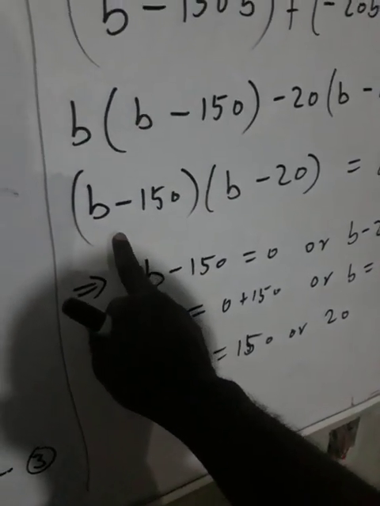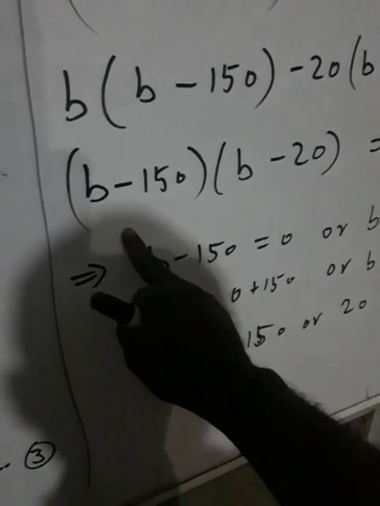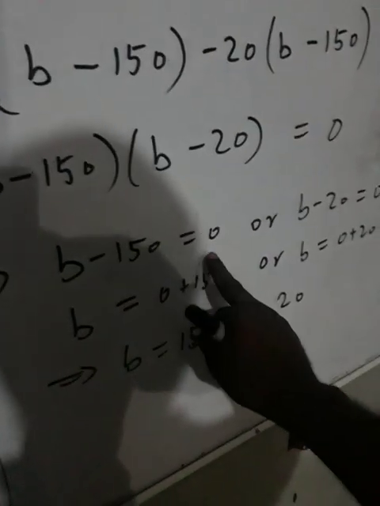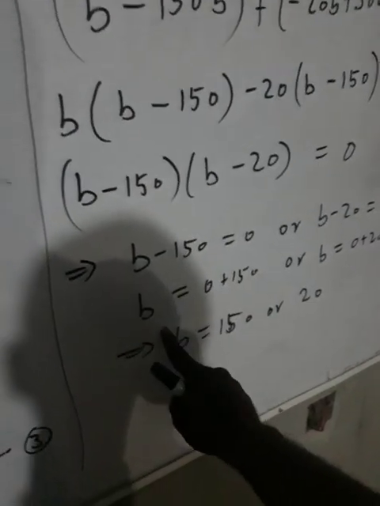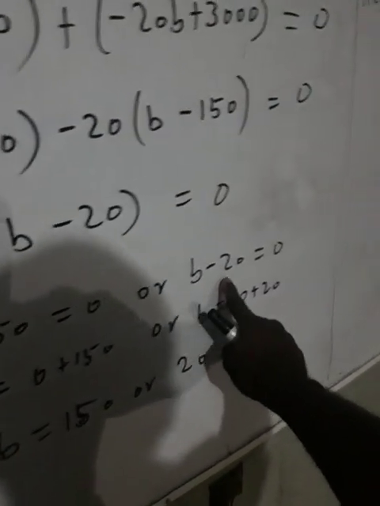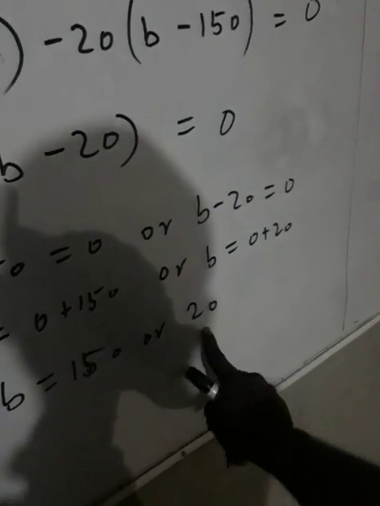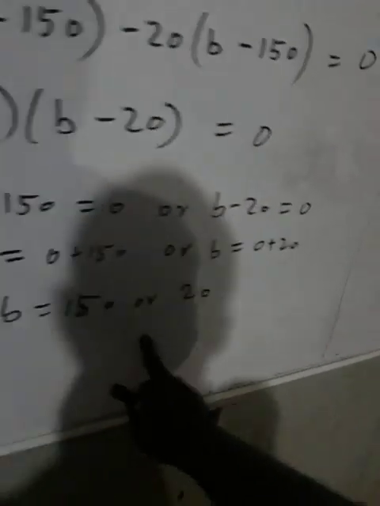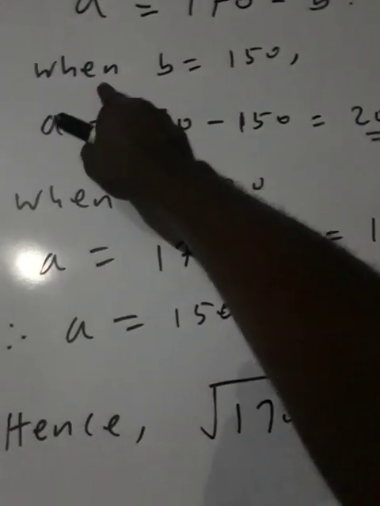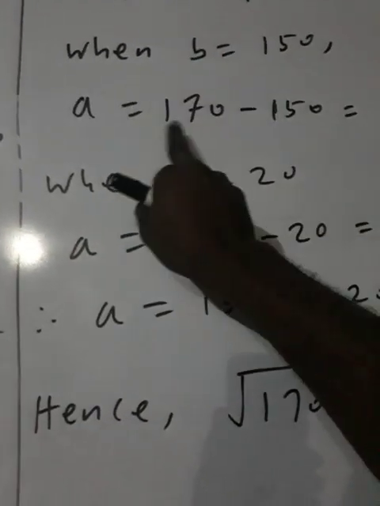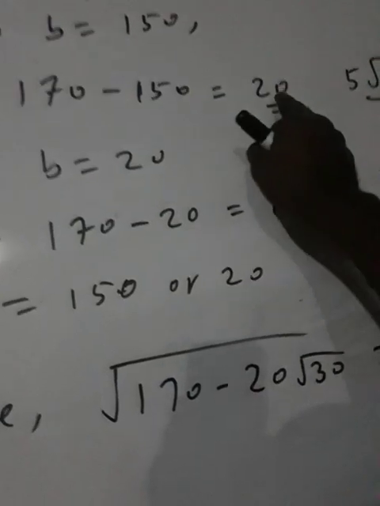So what we are now saying is that b minus 150 is either 0 or b minus 20 is 0. B minus 150 equals 0 means that b is equal to 150. B minus 20 equals to 0 means b is equal to 20. Either b is equal to 150 or 20. So going to equation 3, when b equals 150, a is equal to what? When b equals 150, a is equal to 170 minus 150, which is equal to 20.